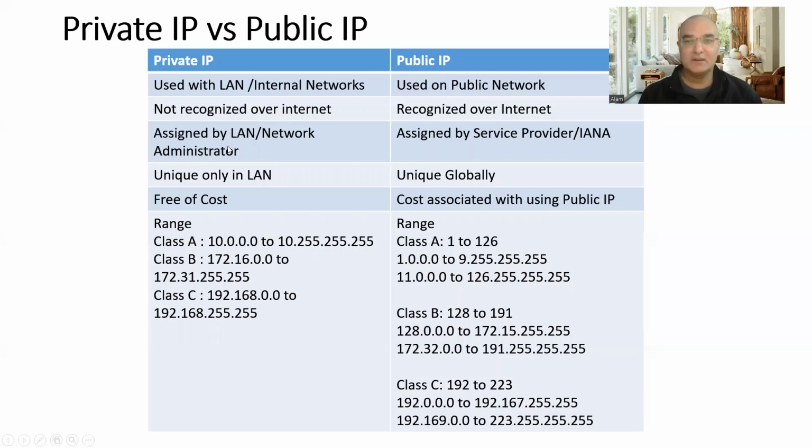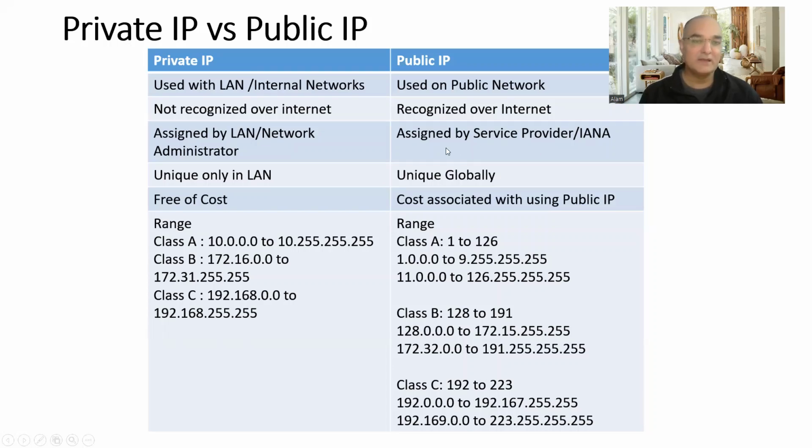Next is the private IPs are assigned by your network team or whoever manages the network, typically a network administrator. Now, public IPs are assigned by the service provider, which could be an ISP, or they are assigned by an organization by the name IANA.